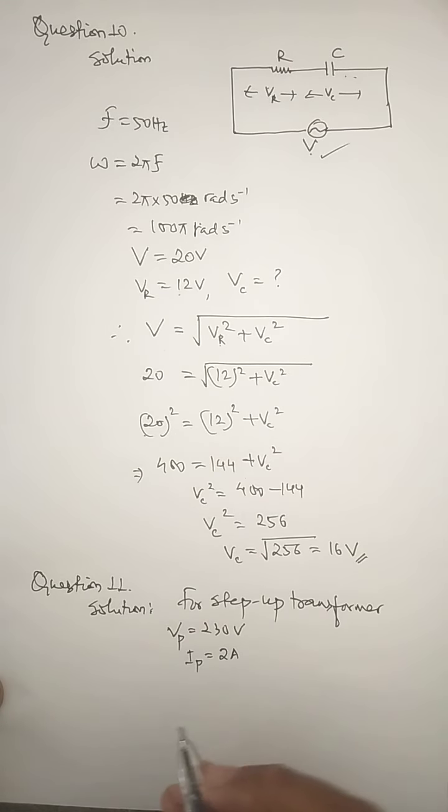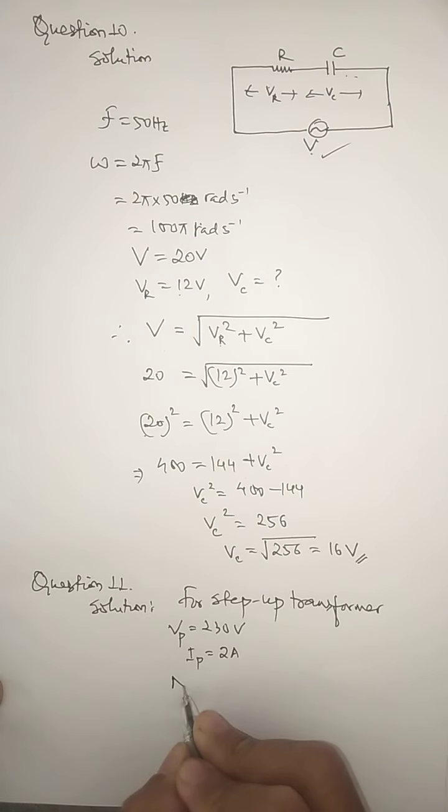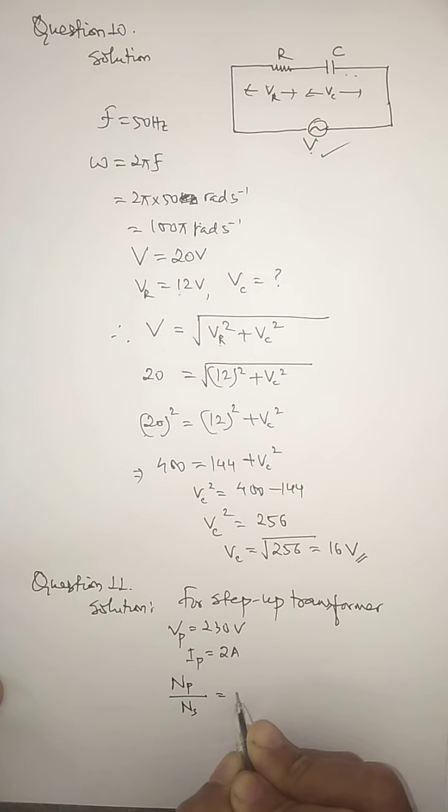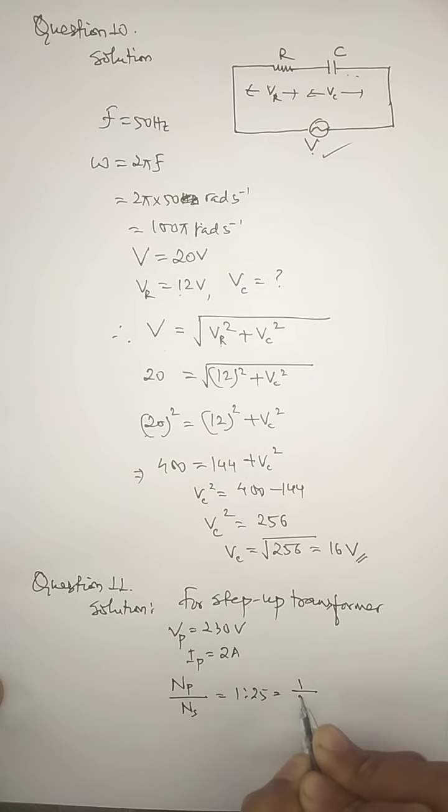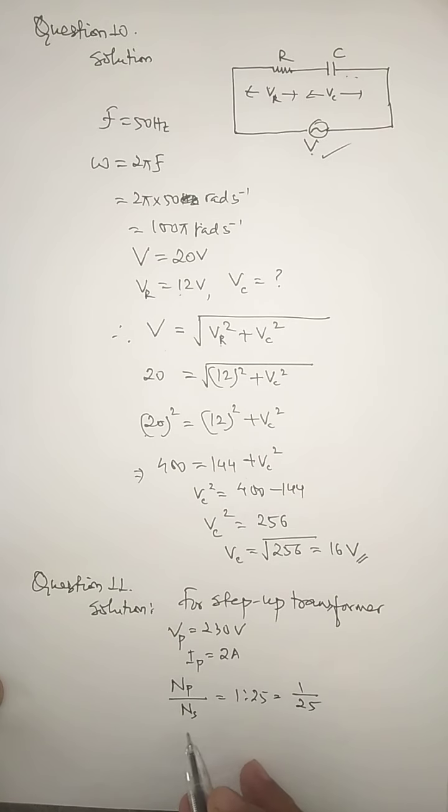Now the ratio of primary and secondary winding is 1:25. Means the ratio of the number of turns in primary and the number of turns in secondary is equal to 1:25. 1:25 means nothing but 1/25. So NP by NS is 1/25.